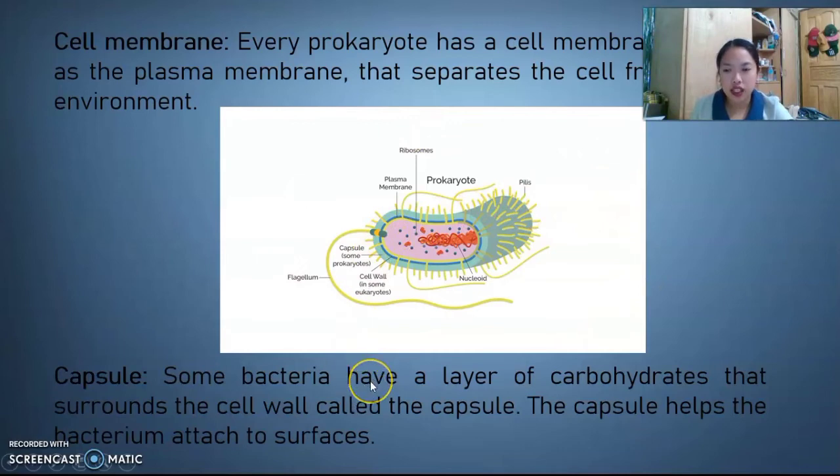Next is the capsule. Some bacteria have a layer of carbohydrates that surrounds the cell wall called the capsule. This one is the capsule, the color blue. The capsule helps the bacterium attach to surfaces.